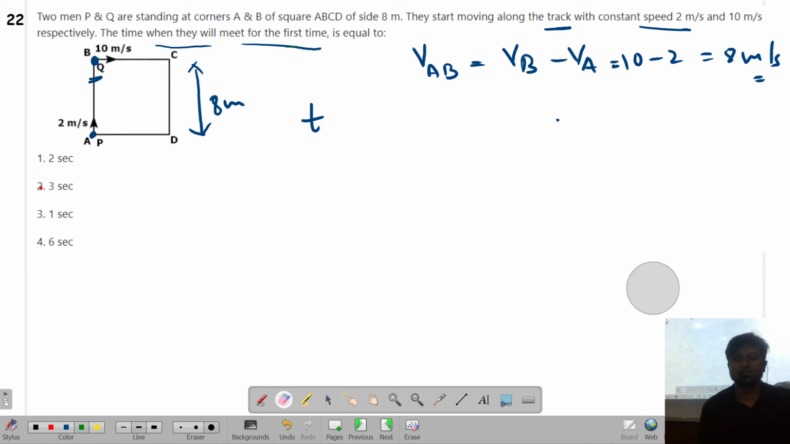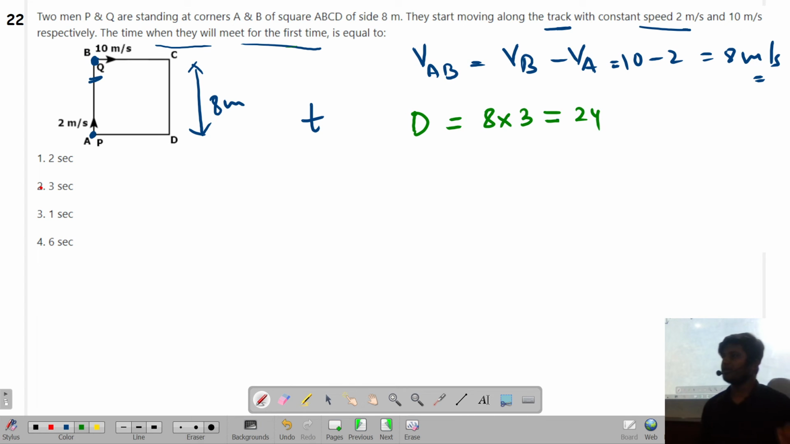What is the total perimeter of the square? Total distance is how much? 8 into 4. Wait. It will be 8 into 3, and that is equal to how much? 24. Now look over here. See this, now here comes the exception.